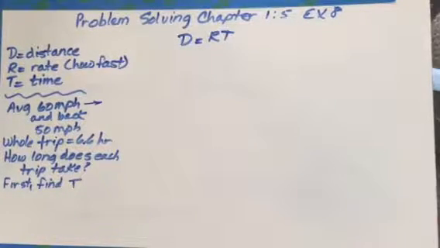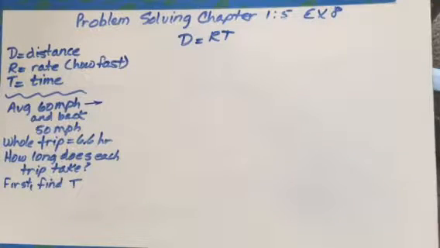One more problem from chapter 1, section 5. This is example number 8, and it has to do with distance equals rate times time. You will come across a lot of these distance formulas in your algebra experience. So we're going to start with this one. And notice here I've written down what the different letters represent.